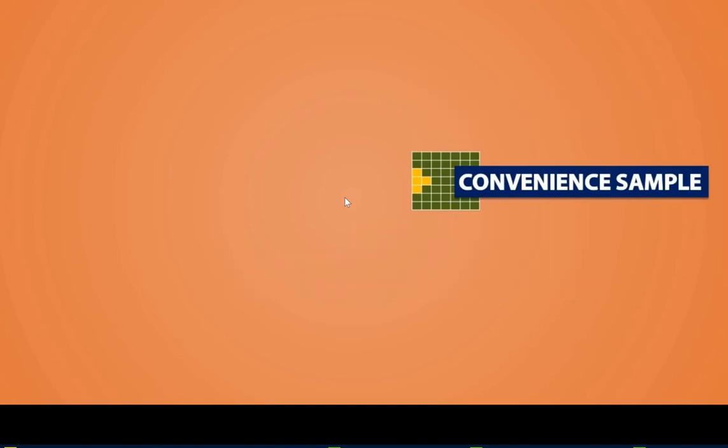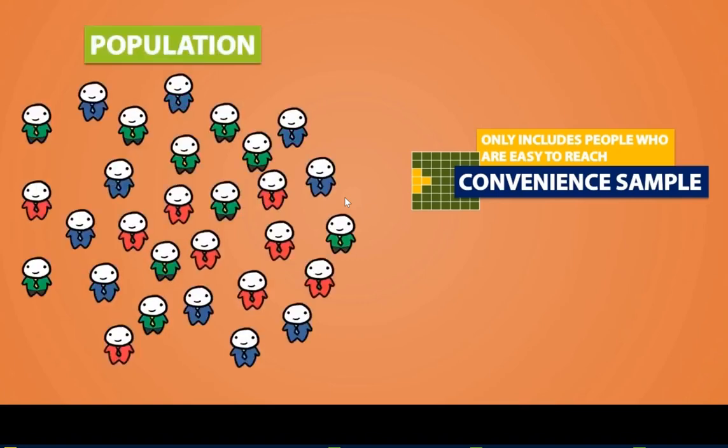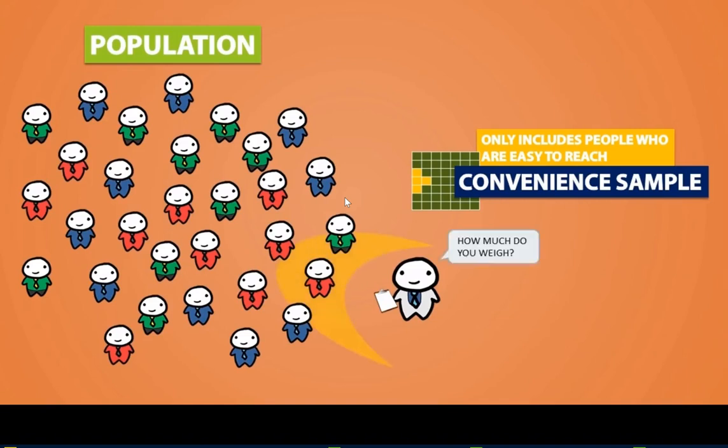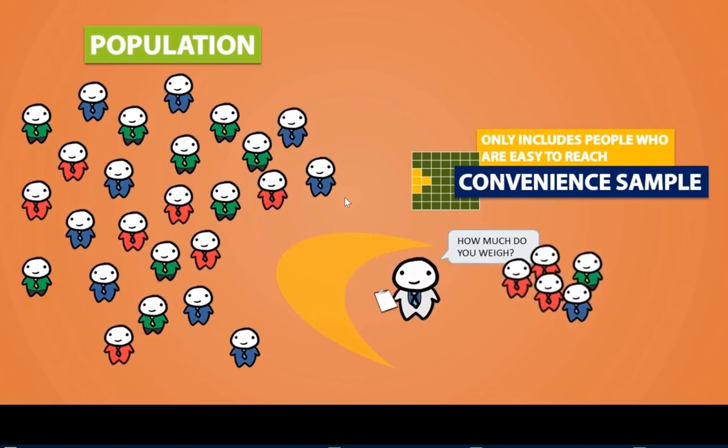A convenience sample only includes people who are easy to reach. If this is our population, and a researcher comes along to interview people, then he would only talk to the people that are closer to him to be part of the sample. This is a biased sampling method because not everyone in the population has an equal chance of being part of the sample. Only people that are of convenience to the researcher will be interviewed.